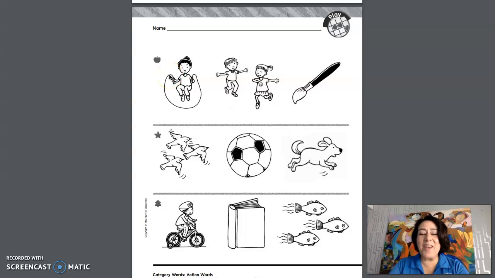Hey everybody! Okay, so today we are going to work on page number 83, okay? So let's begin. This girl is jumping, the boy and the girl are jumping too, and this is a paintbrush.